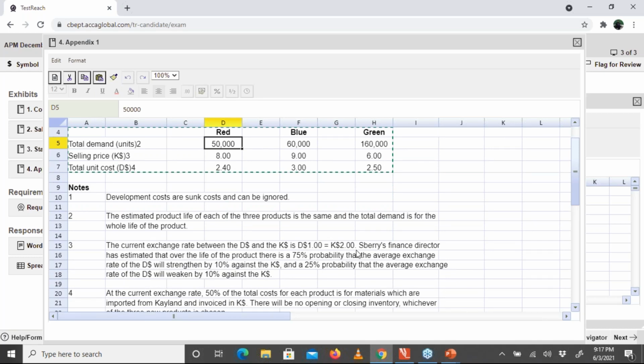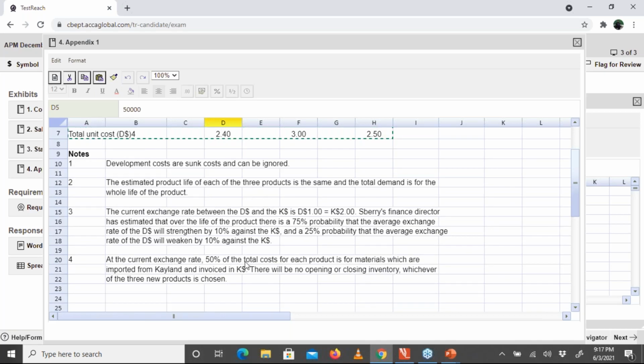The current exchange rate is 2. The director has estimated that over the life of the product, there is a 75% probability that the average exchange rate of the D dollar will strengthen, and so on. At the current exchange rate, 50% of the total cost for each product is for materials which are imported from K-land. And there will be no opening or closing inventory, whichever of the three products is chosen.